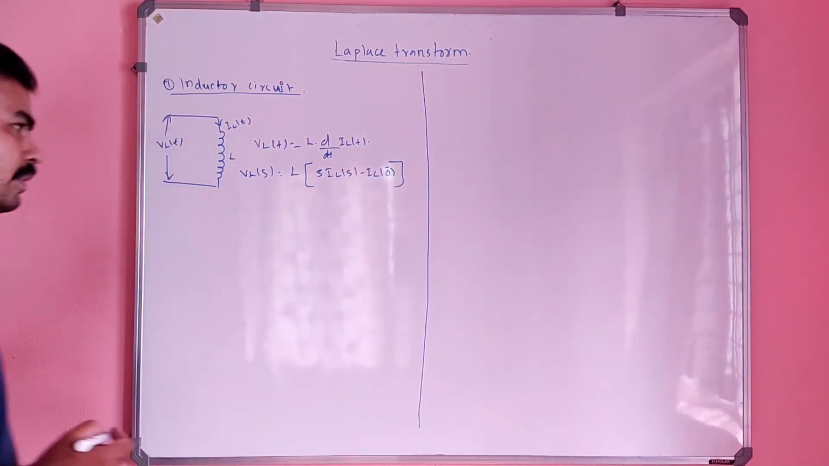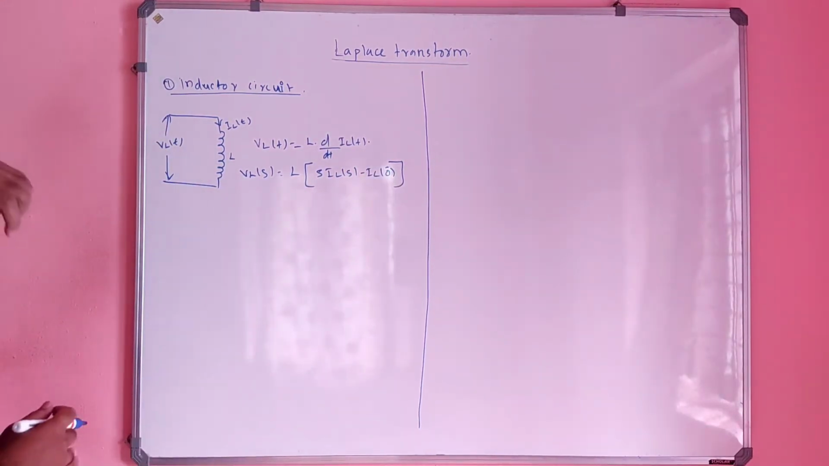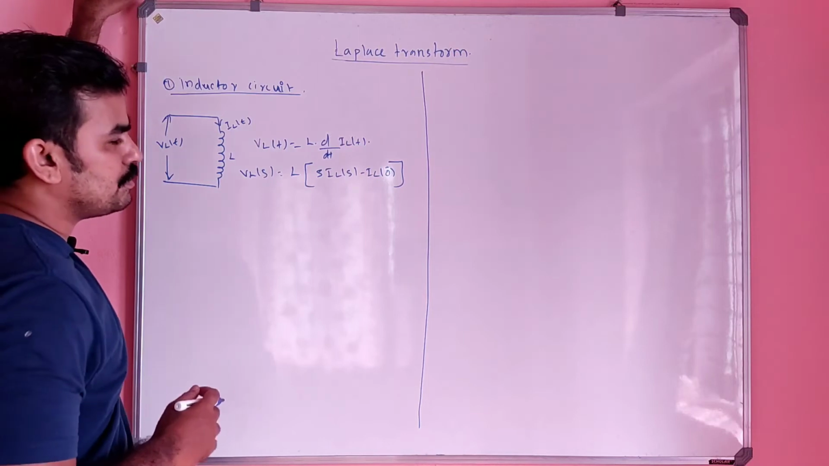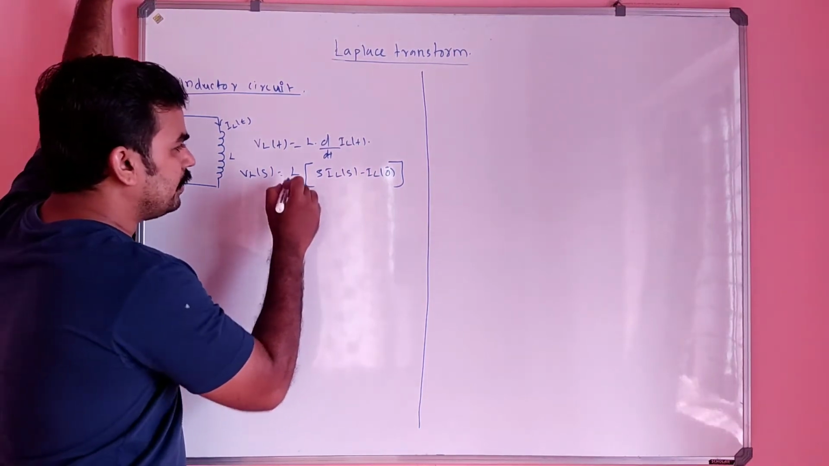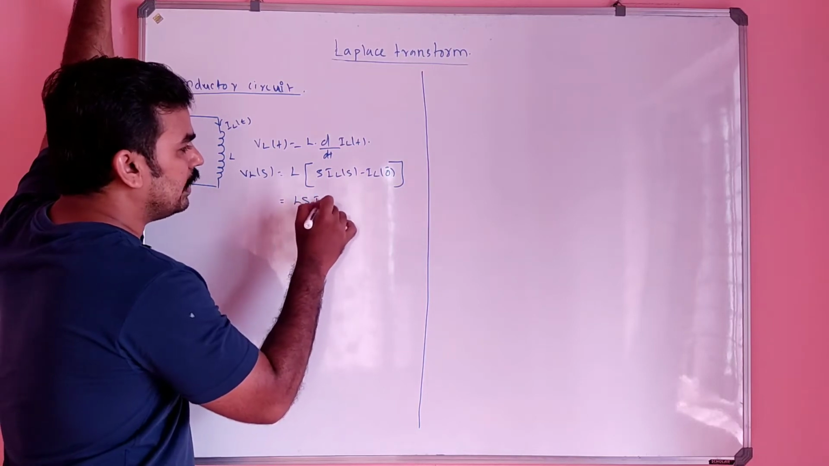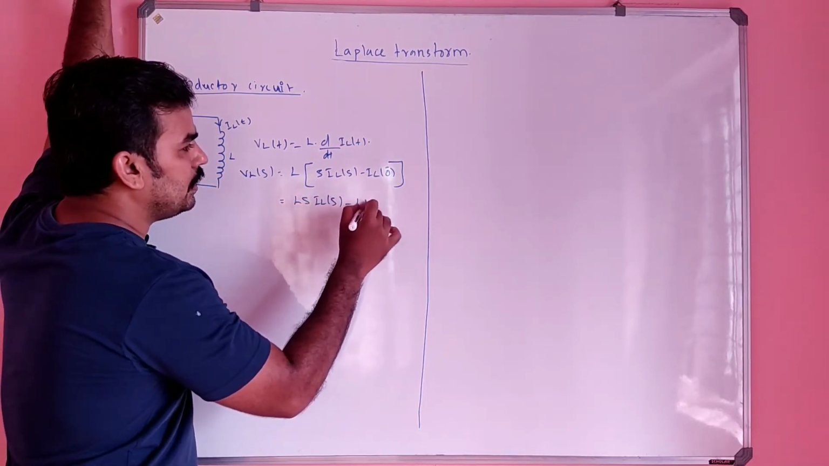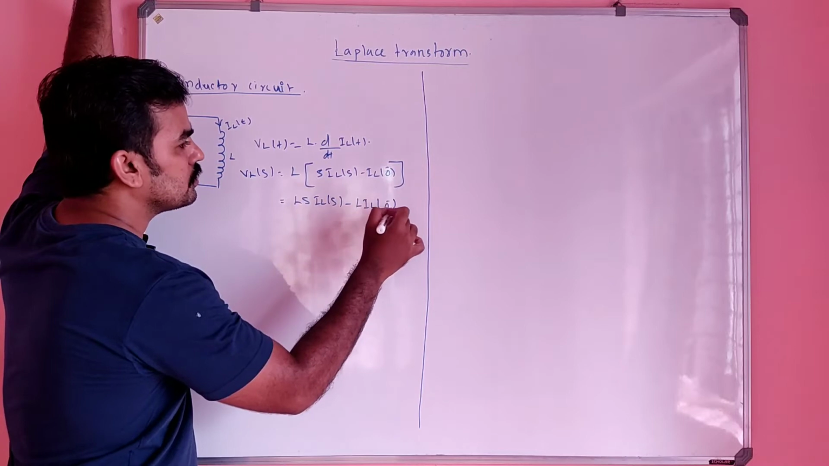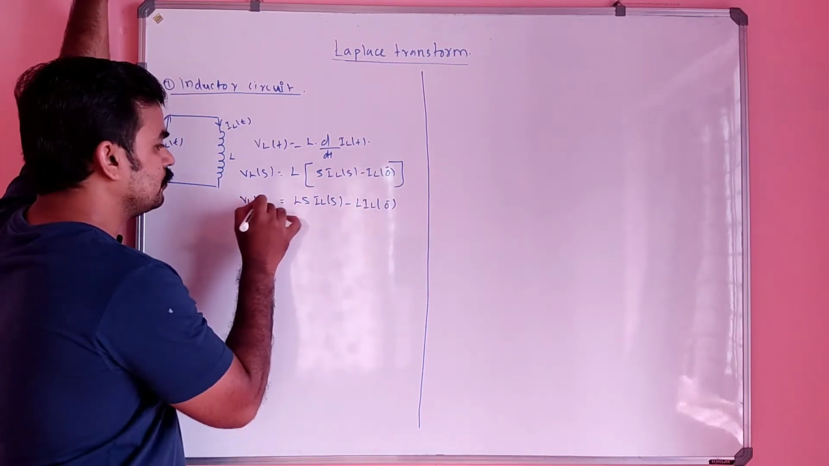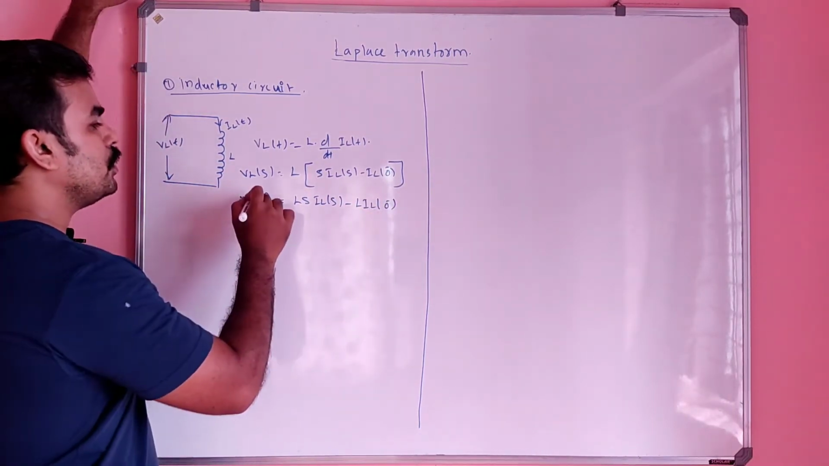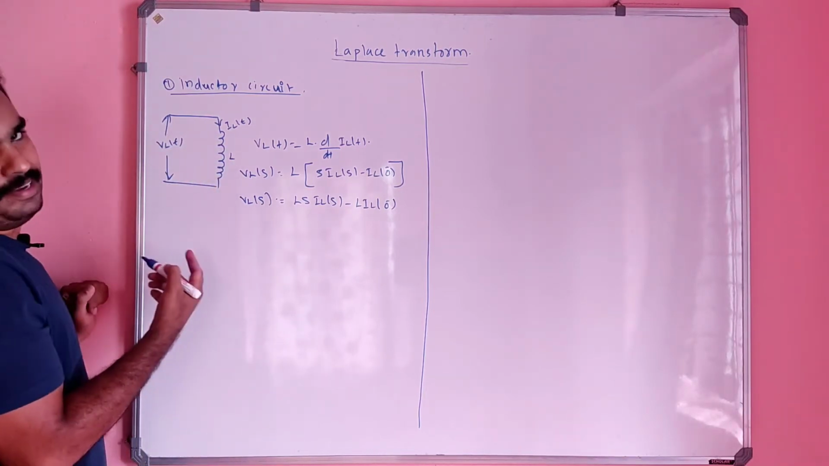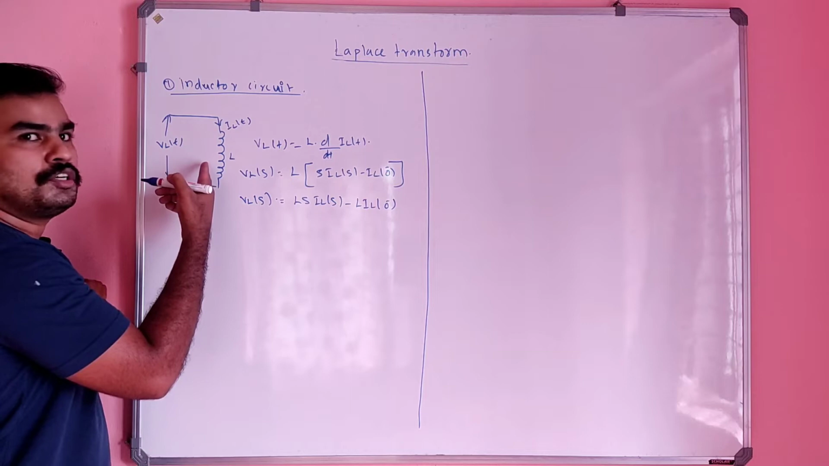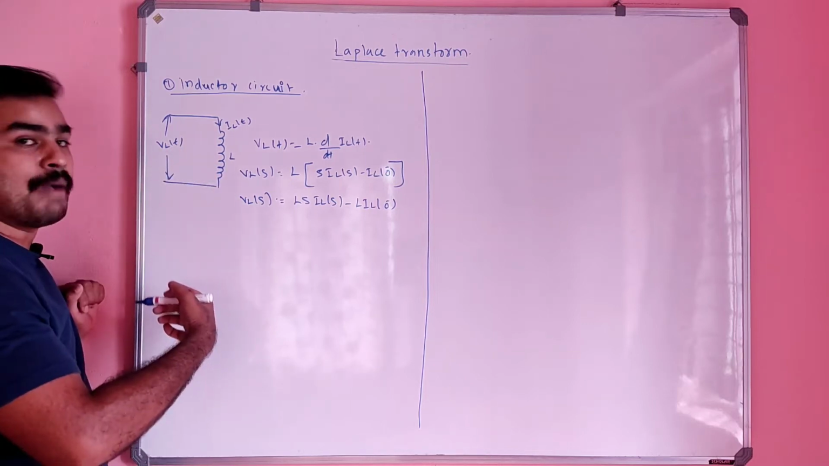0 minus. Correct? Am I correct, beta? S into IL of S minus IL of 0. Okay, so again multiply these: it will be LS into IL of S minus L into IL of 0 minus, which is nothing but VL of S. So I am going to convert the same figure in the time domain to the S domain figure, the Laplace transform figure.